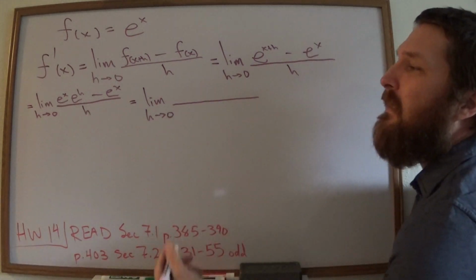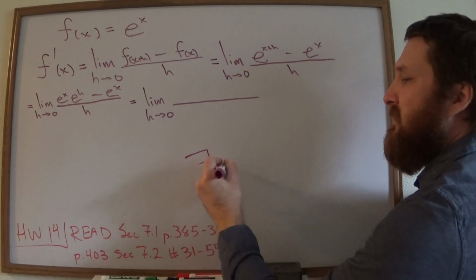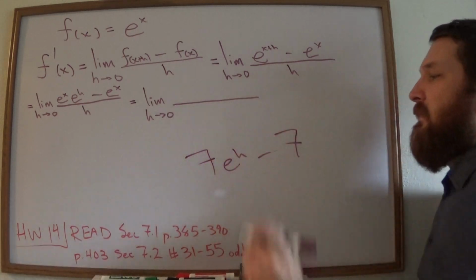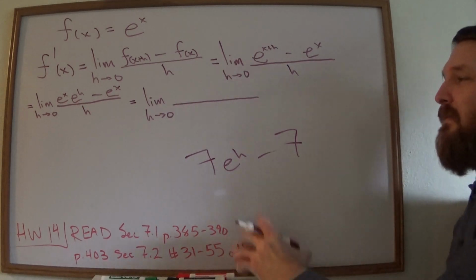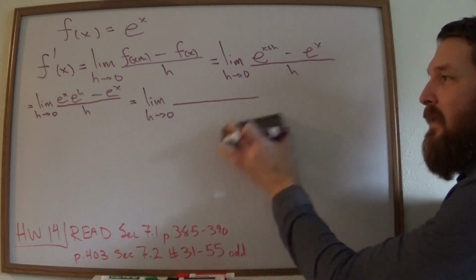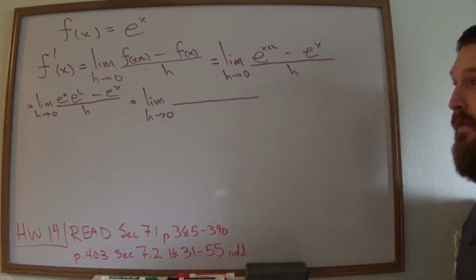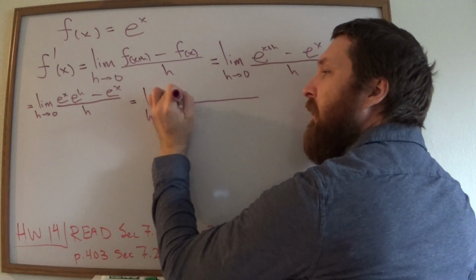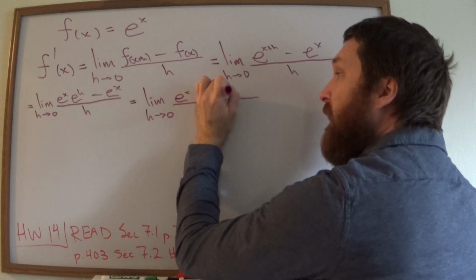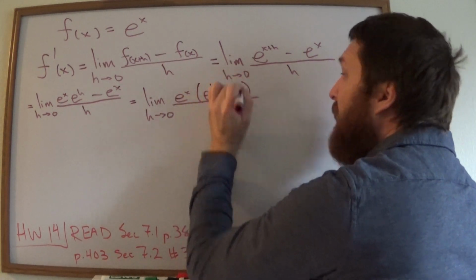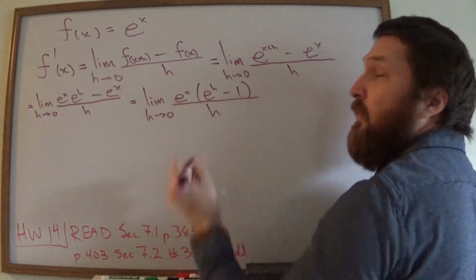Look, let's say e to the x worked out to be 7. You'd have 7 times e to the h minus 7. Can you factor something out there? 7. Yeah, so what can we factor out of that? The e to the x. Why am I doing this? I don't know. That's the only thing I see, really. Or like you said, you could split it up.